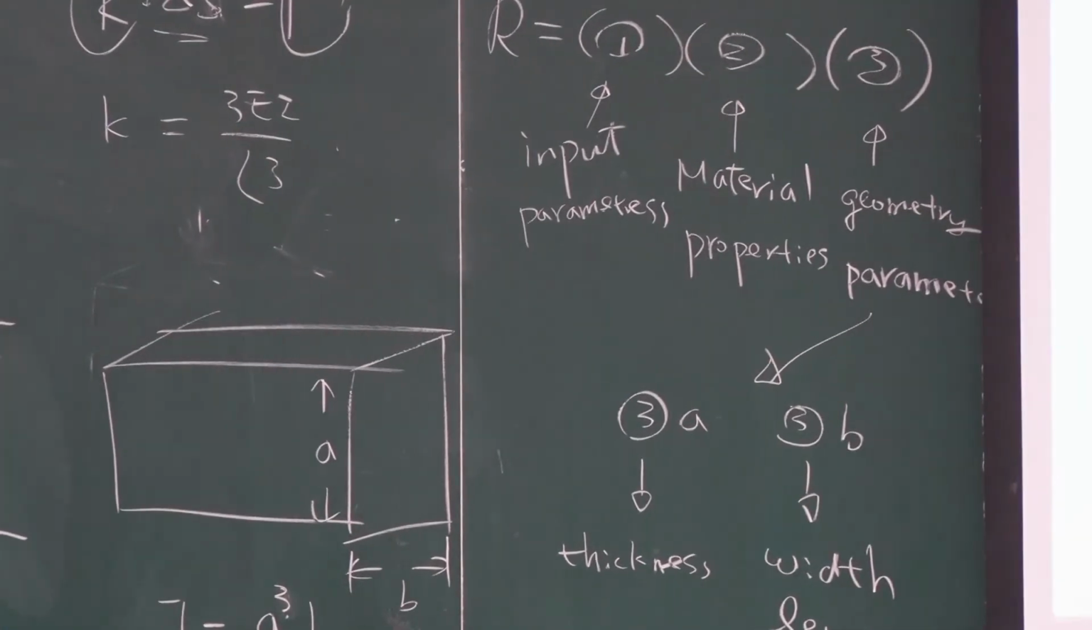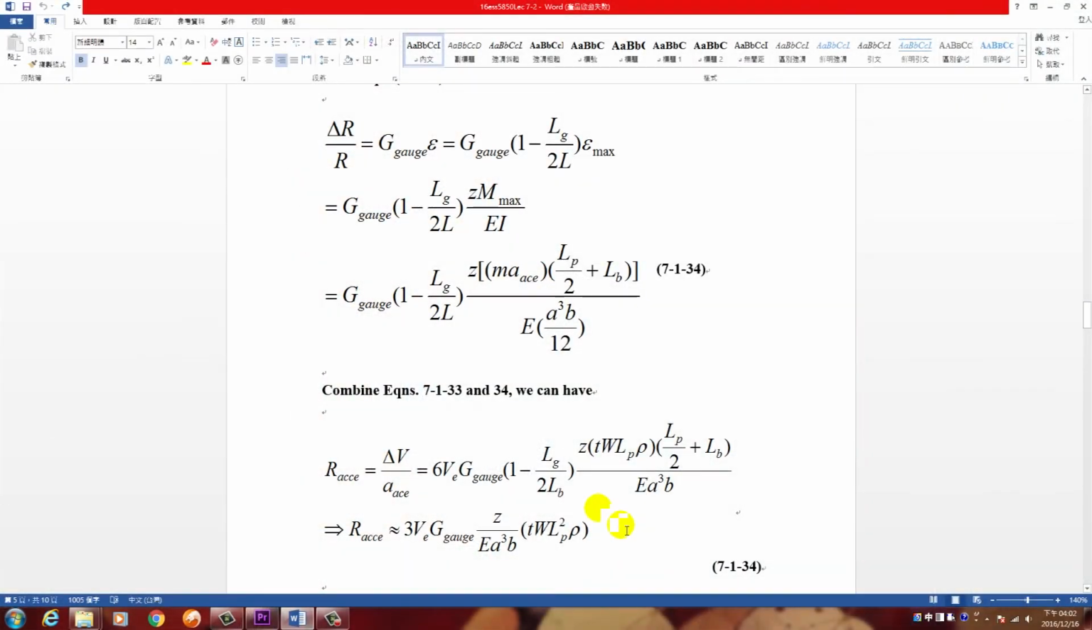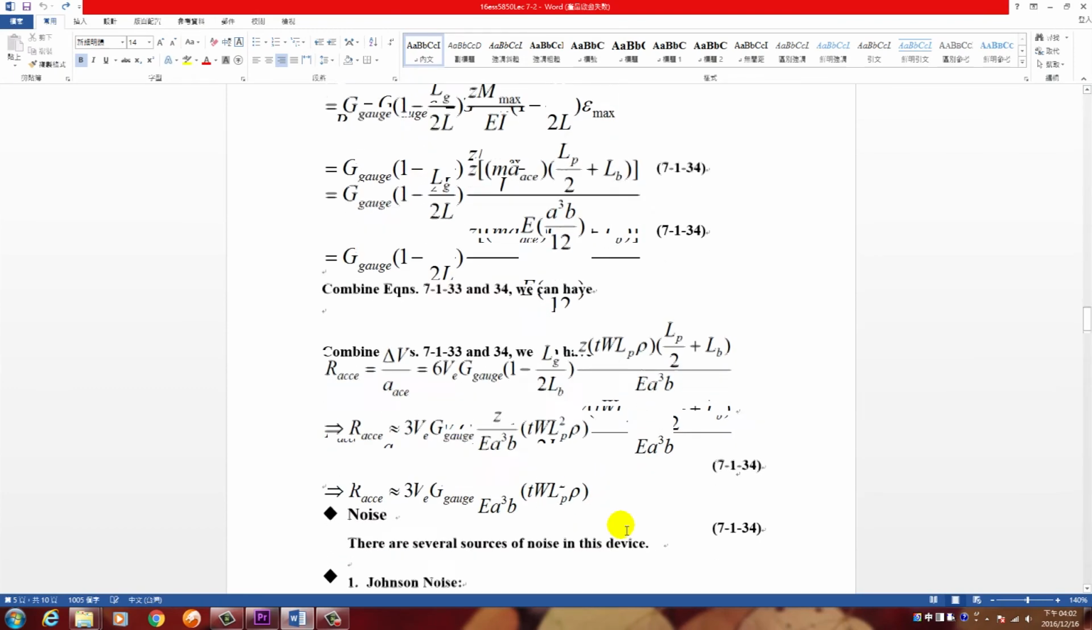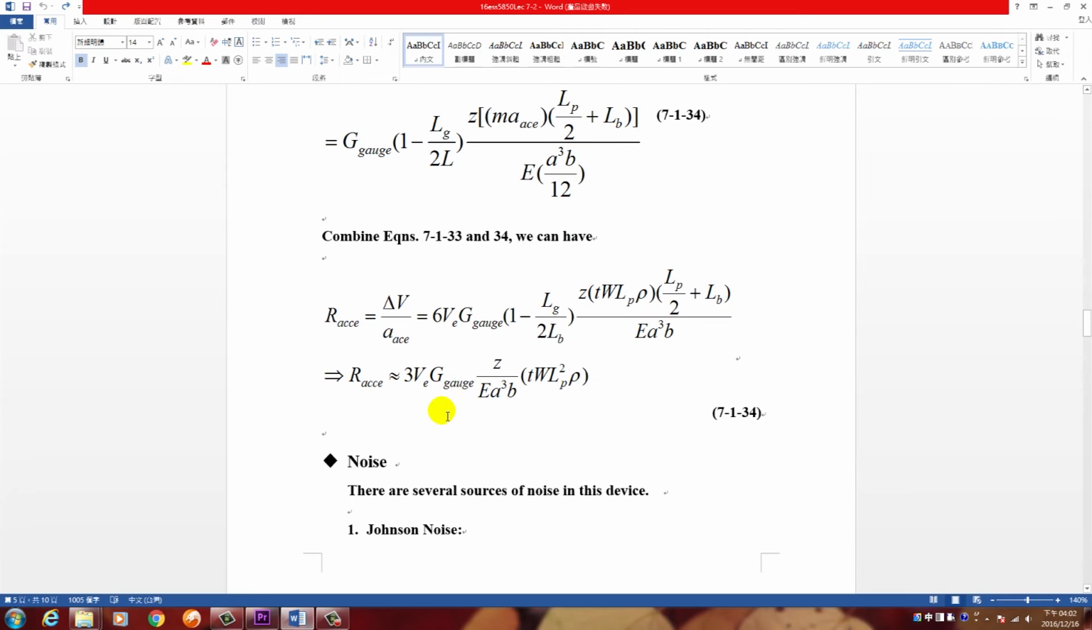Now we come back to the responsivity. So you want to increase the responsivity from the design parameter. Several things you can do is first the width of the plate and also the length of the plate. You can increase them. And the most effective one is the length of the plate. You can see it's a square rule over here. So increase the length of the plate, the proof mass. You can increase this a lot.